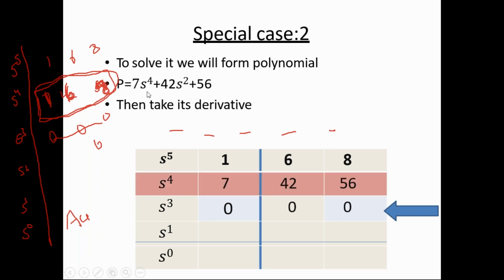Right. To solve it, we will form a polynomial in the form of an auxiliary equation. So 1 6 8. Here, the first power is s power 4, so it is an even coefficient, right? s power 4, s square, s power 0. So through this also we get this formation. So s power 4 plus 6s square plus 8 is equal to 0. This is called the auxiliary equation.